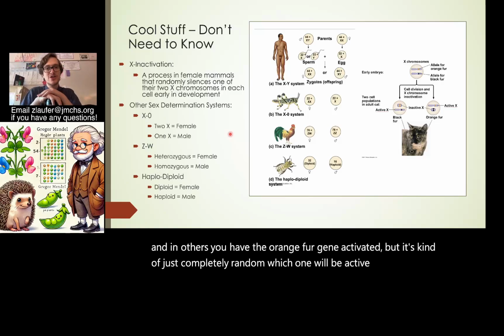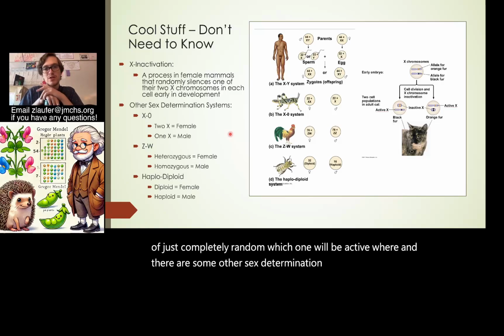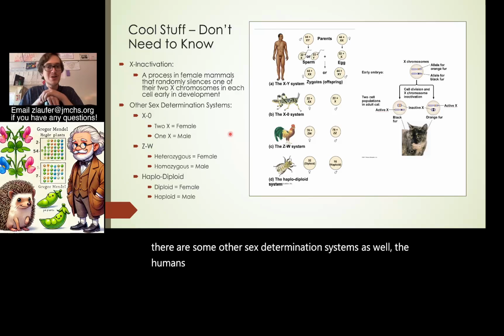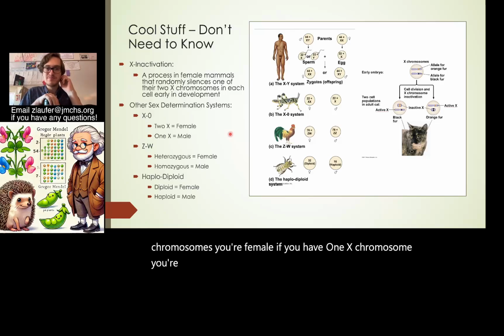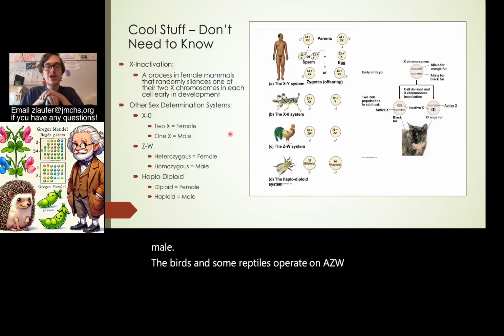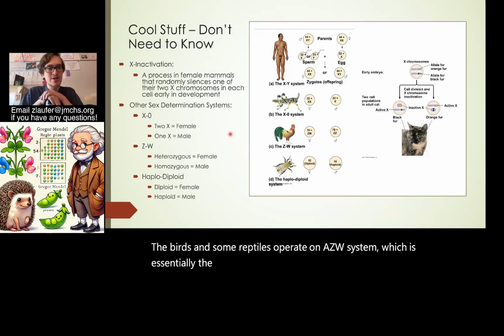And there are some other sex determination systems as well. Us humans have the XY system. Double X is female, XY is male. Grasshoppers operate on an X0 system. So if you have two X chromosomes, you're female. If you have one X chromosome, you're male. The birds and some reptiles operate on a ZW system, which is essentially the human XY system, but reversed, where females are heterozygous for the sex chromosome and males are homozygous.